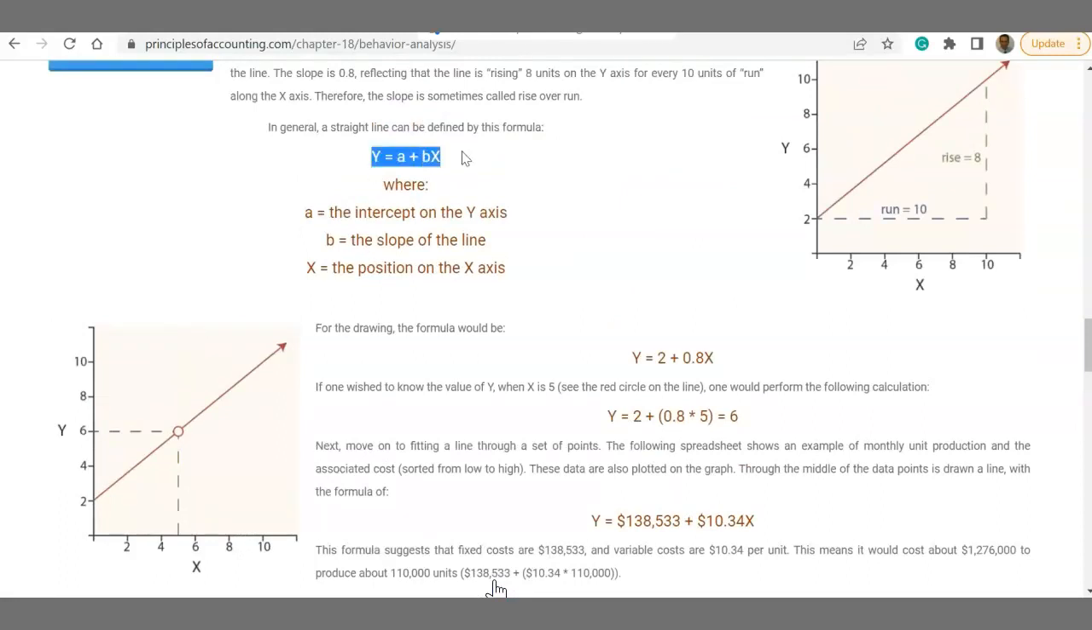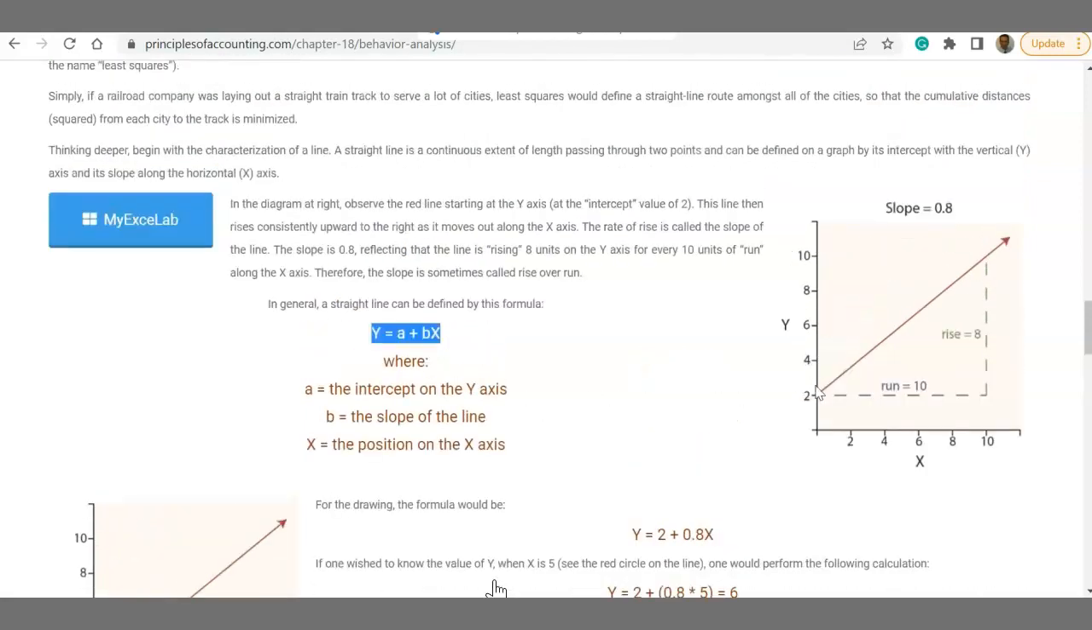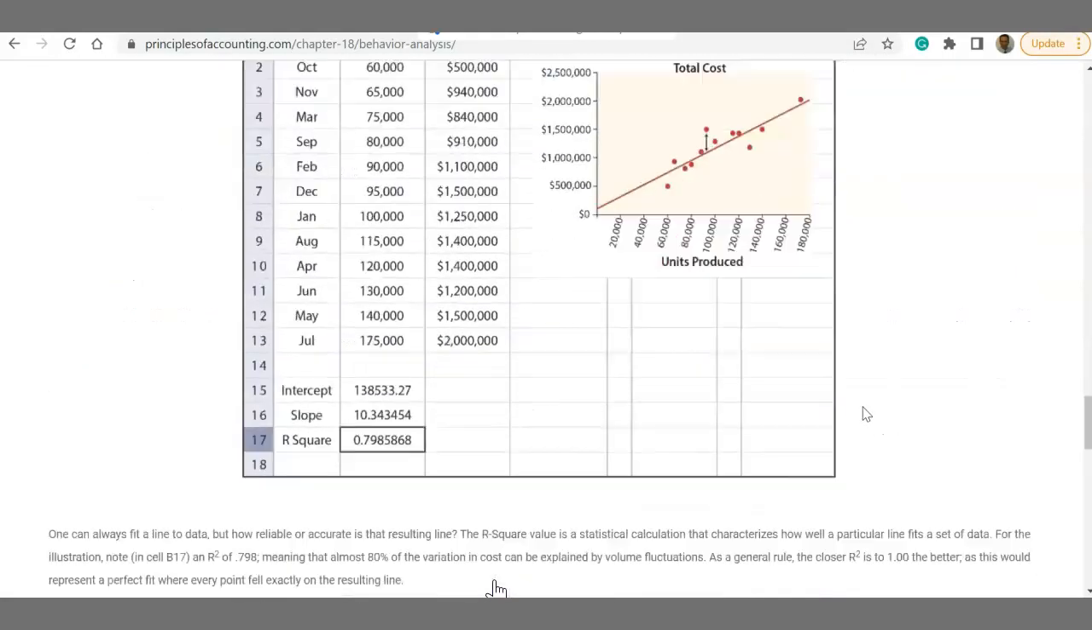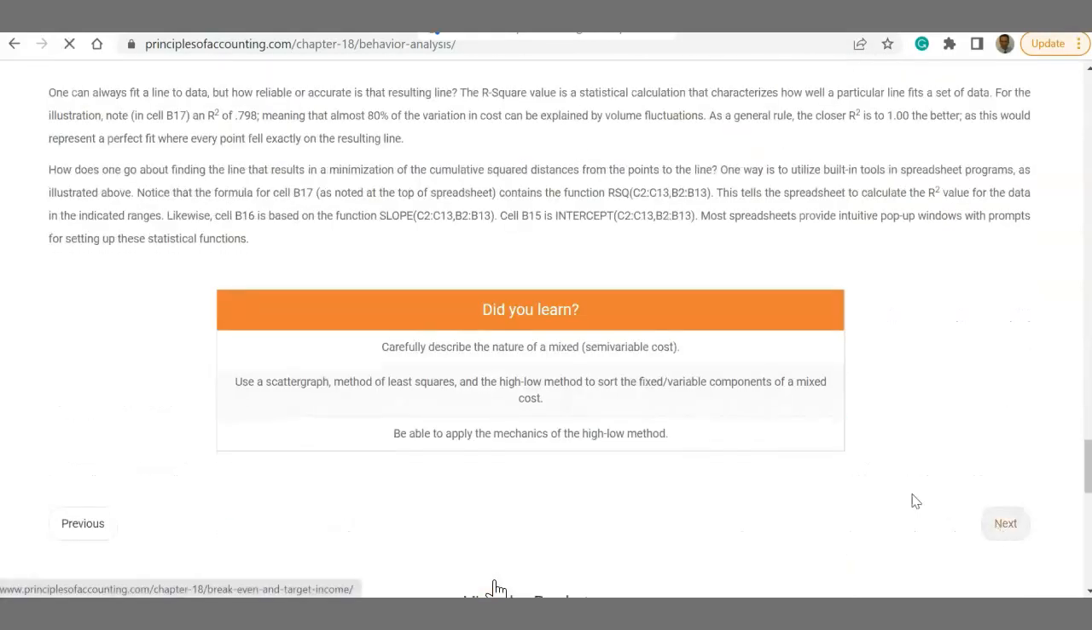Remember, that was the formula. Y is total cost equals A fixed cost plus B variable cost, and X is the number of activity. Again, here is the Y, here is the X, and that's the formula that I was referring to. So B is the slope of the line. Okay, so you read that one yourself if you like to, otherwise you can just skip it.